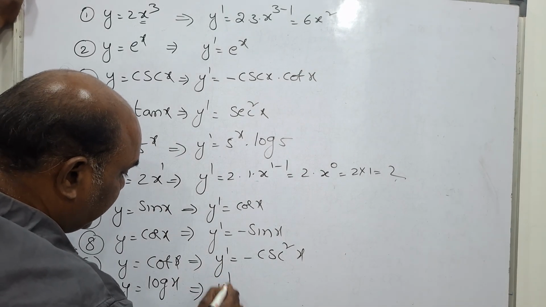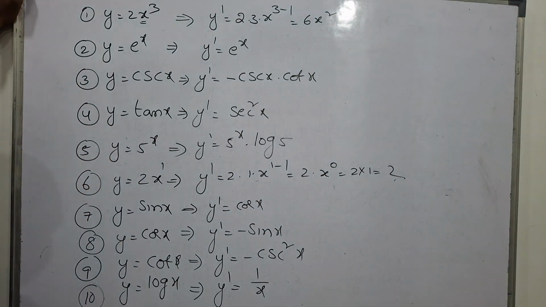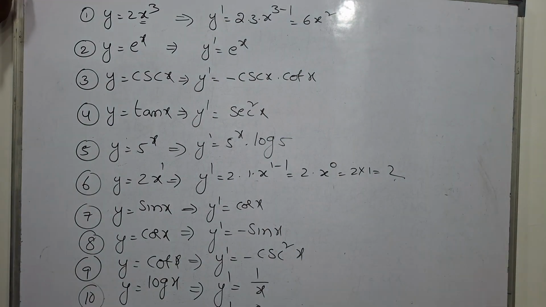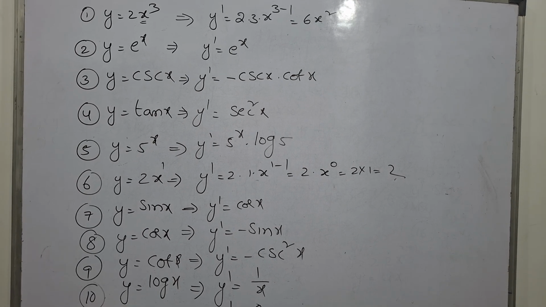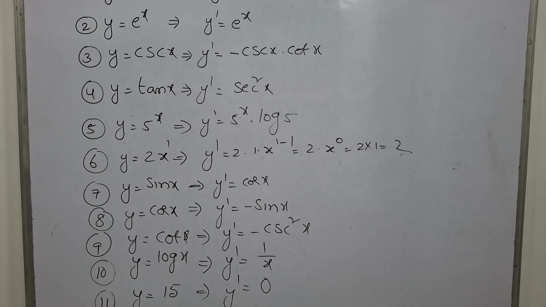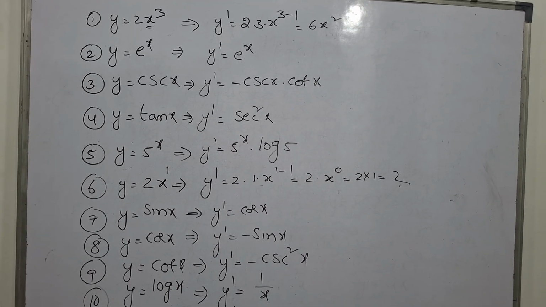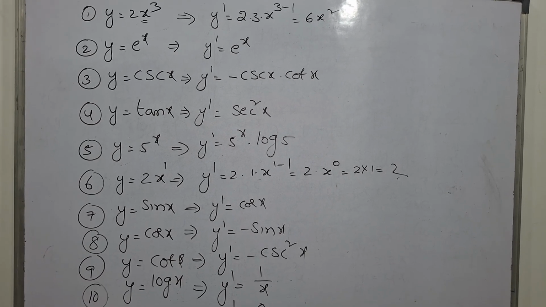Y equal to log x, y dash equal to 1 by x. Now y is equal to constant. For a constant, there is no differentiation. In the first question I told you y dash equal to 0. Is it visible, children? The 11th, last question is not visible. Y equal to 15, y dash equal to 0. Please note down beta. Y equal to 15, y dash equal to 0.